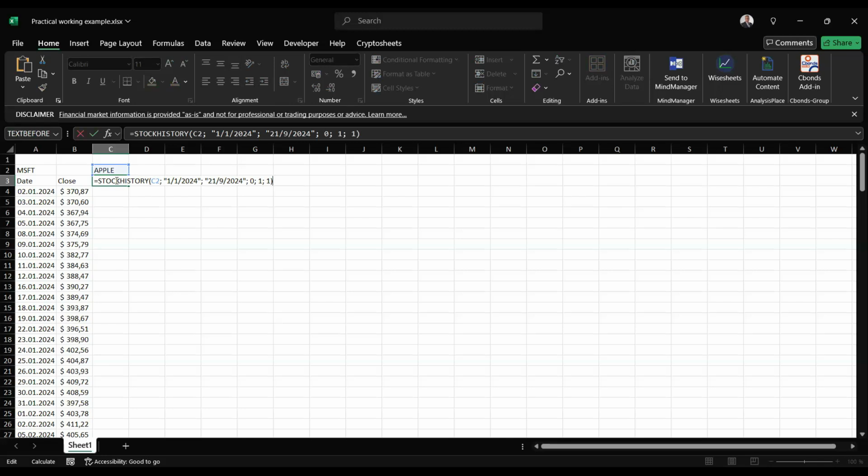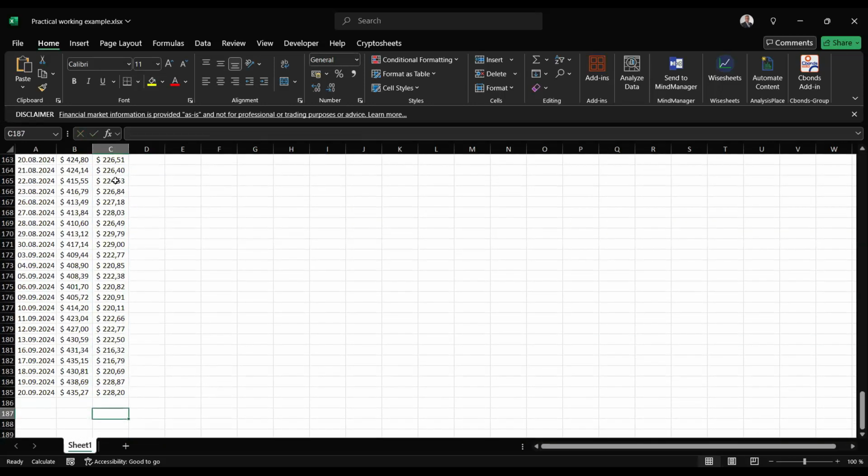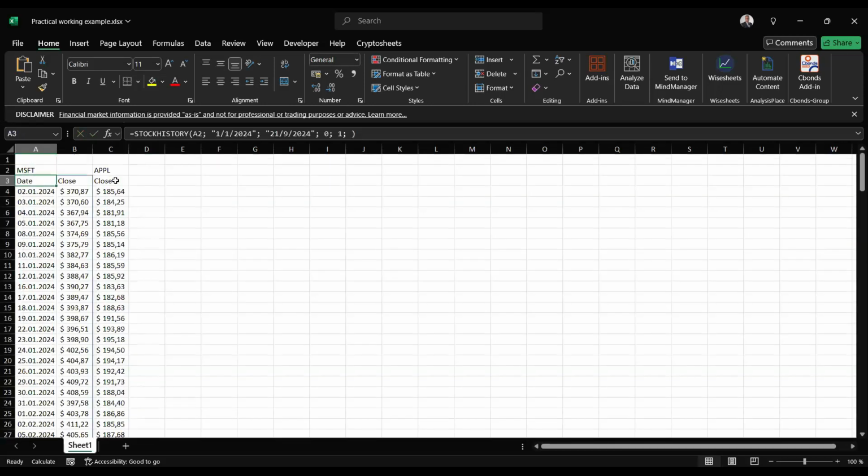I will change it. We download just the close price without date. Nevertheless, it recognized it. Yes, it seems the ticker is the following. So we have downloaded the Apple prices for the same period of time.